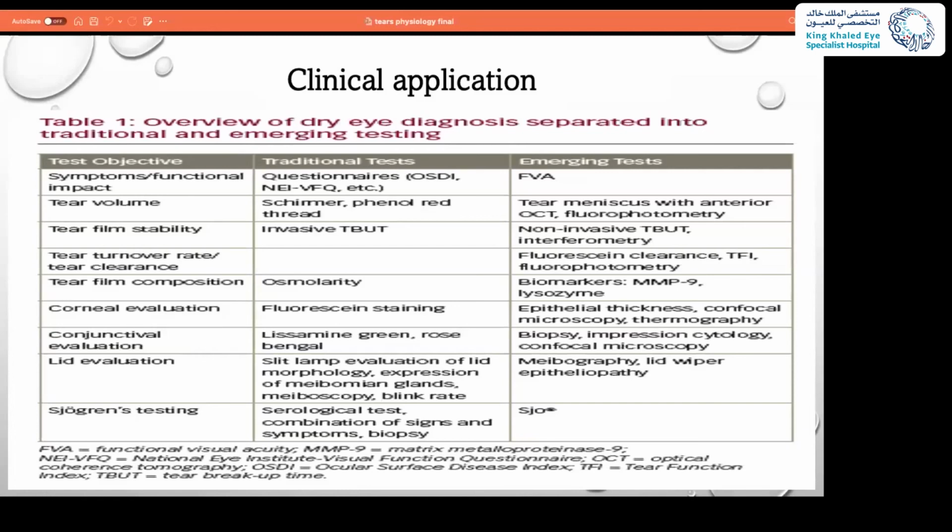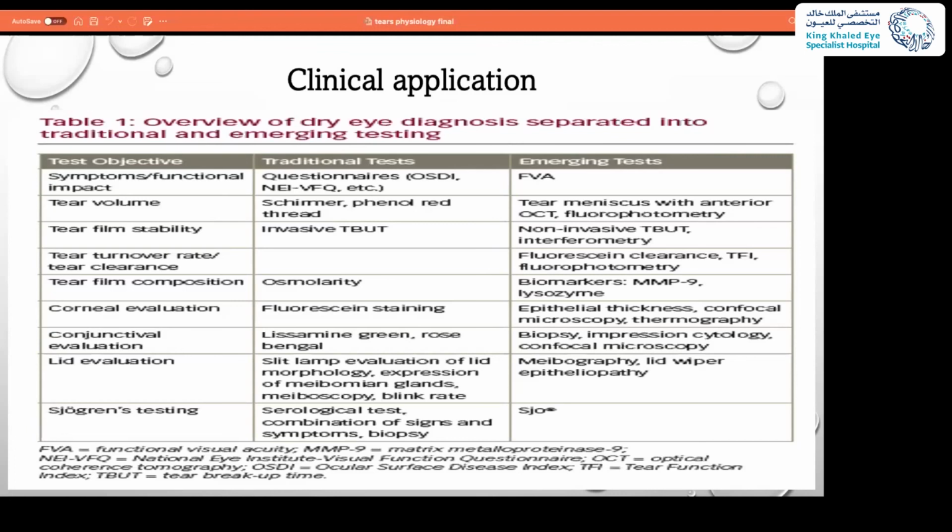Tear film stability is assessed by tear breakup time, and interferometry as well. Tear turnover rate and tear clearance can be assessed by the fluorescein dye disappearance test. And the tear film composition, which assesses the osmolarity and the presence and level of biomarkers. Corneal evaluation by fluorescein staining. You can assess the degree of dryness by presence of CED and SPK.